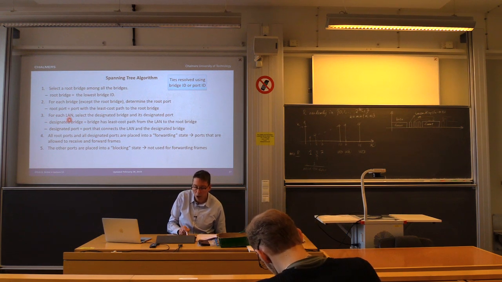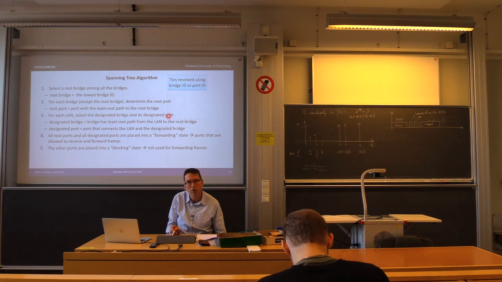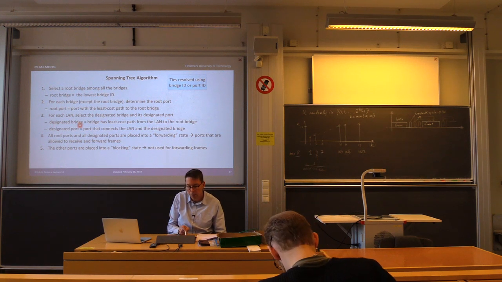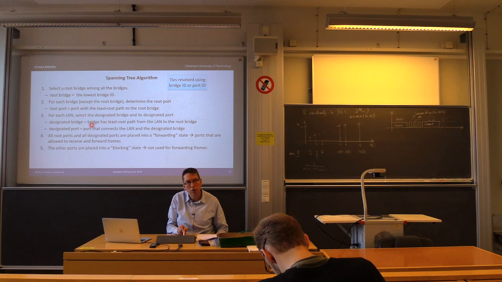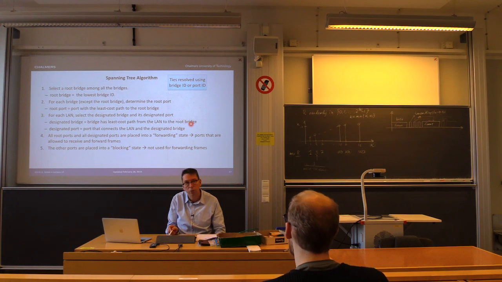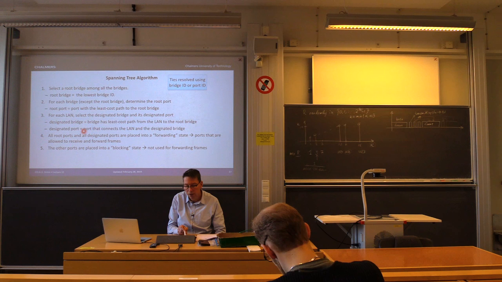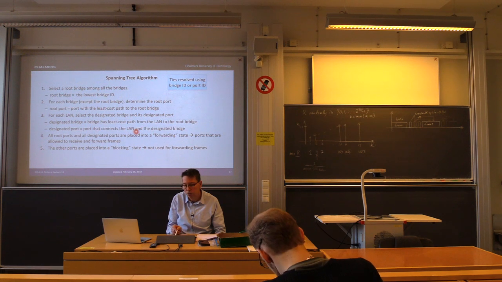And then for each LAN, we select a designated bridge and its designated port. What is this? A designated bridge is the bridge connected to the LAN which has the least cost path from the LAN to the root bridge. Again, this will be clearer when we look at the example, but this is the definition of the designated bridge. The designated port is the port that connects the LAN to the designated bridge.